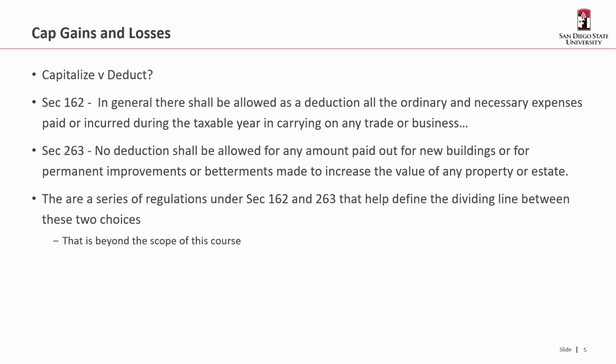So we have a little bit of conflicting evidence here, right? And so what's happened is there are a series of regulations under Code Section 162 and another set under 263A, or sorry, 263. Well, inventory's under 263A. These help define the dividing line between these two choices. Those regulations are definitely beyond the scope of this course.